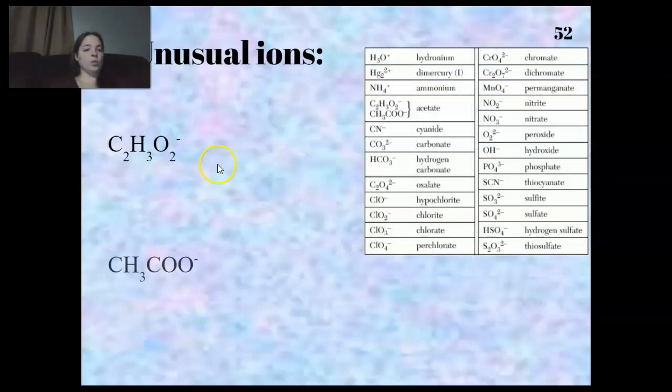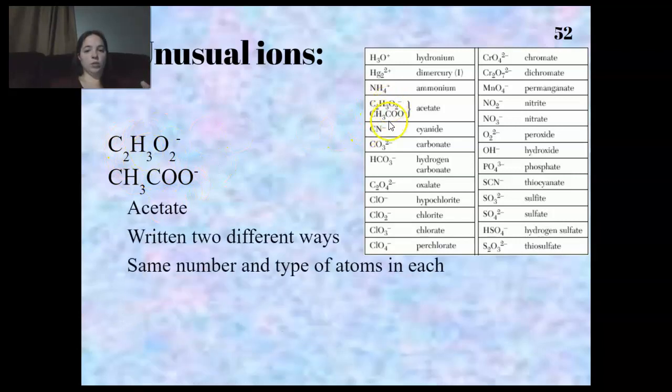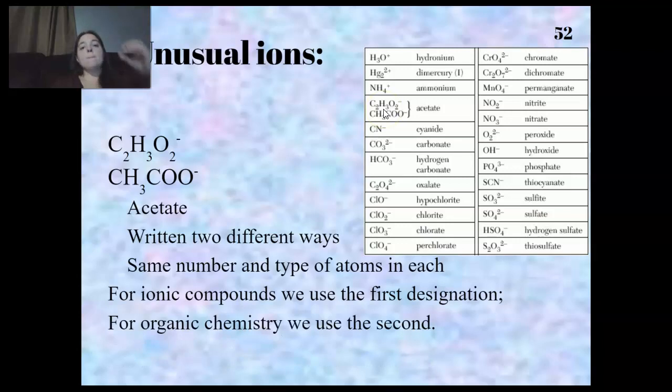All right, so here's some unusual ions. We've got these two right here, and you'll notice they are the exact same thing, but written in different ways. It's acetate, and it is written differently because of the different compounds they make. In this case, we are using the ionic compounds, so we're going to want to use this first one right up here. But when we get to the organic compounds, we'll want to use the second one. So you don't have to worry about that. Organic is going to be way towards the end of the year. So stick with the first one when we're doing ionic compounds.